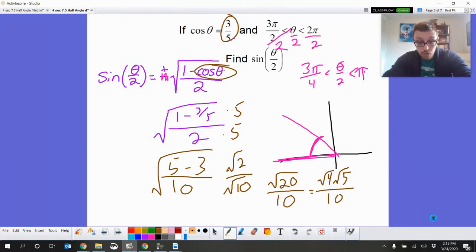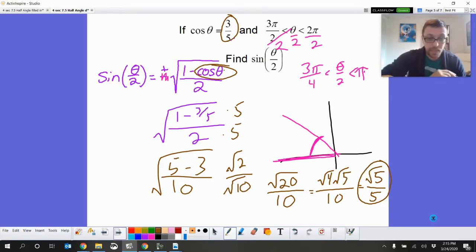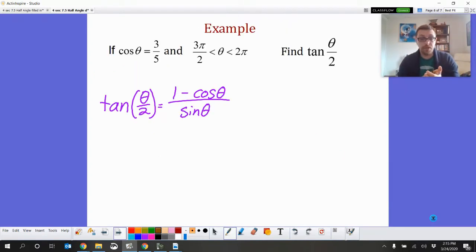Square root of 4 is 2. 2/10 is the same as 1/5. So we get 1/5. So really, there's just a 5 on the bottom and a square root of 5. You could write 1 square root of 5, but I think that would look a little goofy. But that's our answer: square root of 5 over 5. Done. Last one that I'm going to do in the video.